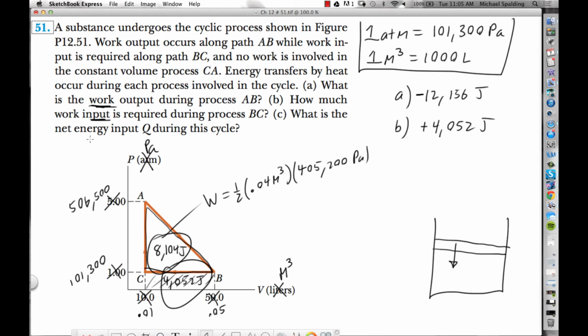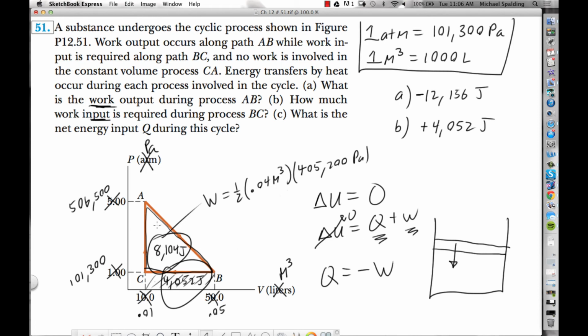Okay, C, what is the net energy input Q, which is heat, during this cycle? So look, for a complete cycle, what do we know about the change of internal energy for a complete cycle? It's equal to 0. Because you're starting and stopping at the same point, which means you're coming back to the same temperature. Okay? One of the equations for internal energy is Q plus W. So check it out. If the change of internal energy is 0, what does that mean about Q and W? They're equal and opposite. So Q is going to equal negative W.